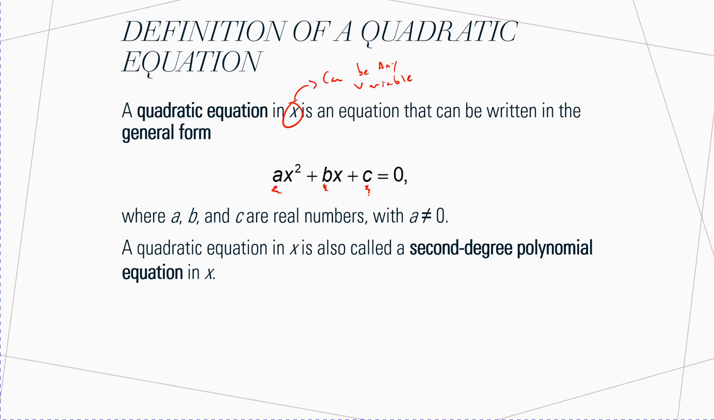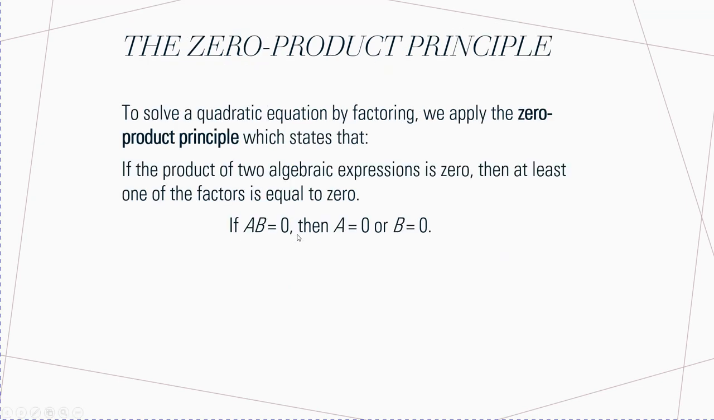A quadratic equation in x is also called a second degree polynomial equation in x because the degree is the highest exponent. Just remember that. If you look here, the highest exponent is 2, so this is a second degree polynomial equation. What I want to do in all these lectures is talk about how you solve equations of this form, these quadratic equations.